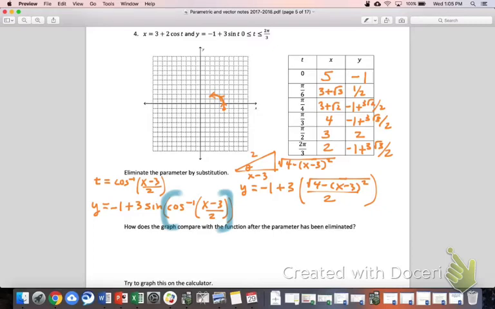Any thoughts on what we could do here? This is solved for y, and you could look at this and say, well, yeah, this is a function. It's nicely written there, but it's not really recognizable yet. Any ideas on what we could do to get this into a more recognizable form?